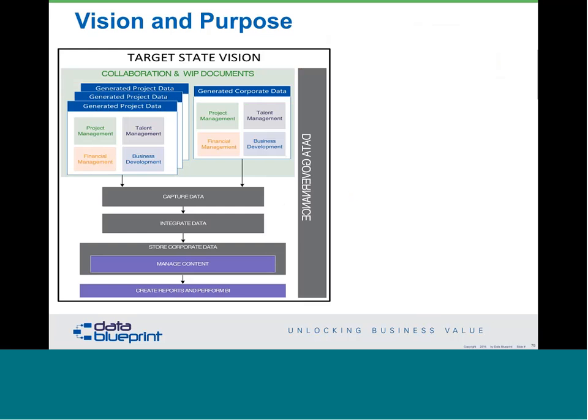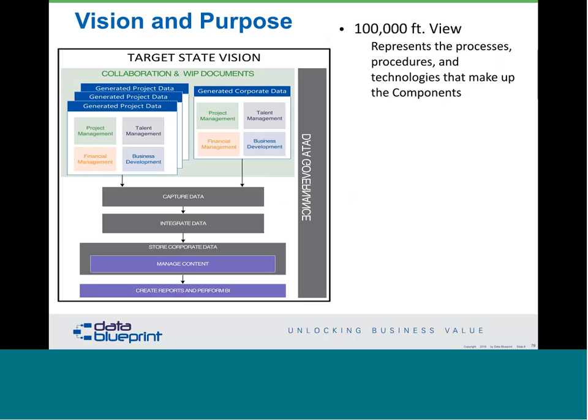So if we want to look at the vision and purpose in a little more detail, this picture on the left is really your 100,000-foot view. It describes the processes, procedures and technologies that make up the components. We're looking at this picture in a very conceptual view. And I understand now, I just saw that the box on the right is actually data governance. I'm sorry about that, the image got turned around. Oh, we did forget to catch that, didn't we? Yeah. Hey, data governance never gets confused, right?